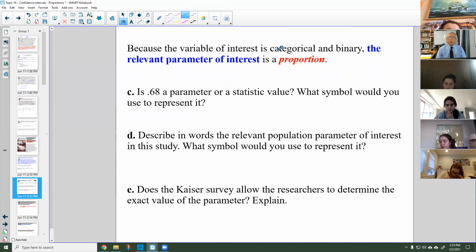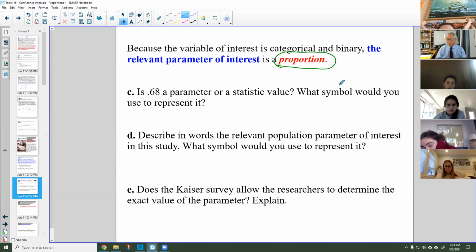Now, the variable of interest is categorical and binary. The relevant parameter of interest is a proportion, okay? We're looking at proportions. We're not looking at means. We don't ever look at the two of them at the same time because a variable is either categorical or quantitative. Now, is 0.68 a parameter or is it a statistic?